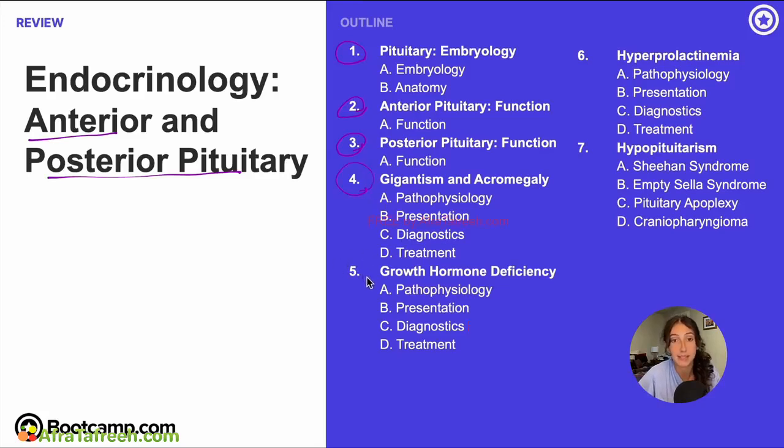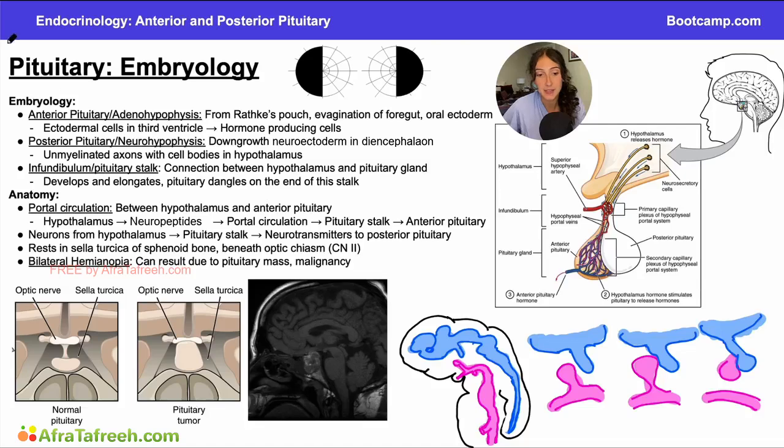We'll go through what happens if you have growth hormone deficiency. We'll also talk about what happens if you have too much of a hormone, so hyperprolactinemia. And finally, we will talk about hypopituitarism. In this video, we're going to be specifically focusing on the embryology and the anatomy of the pituitary.